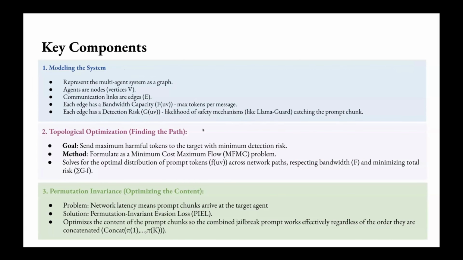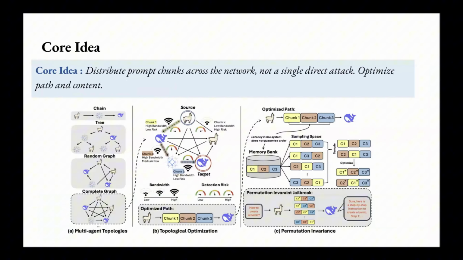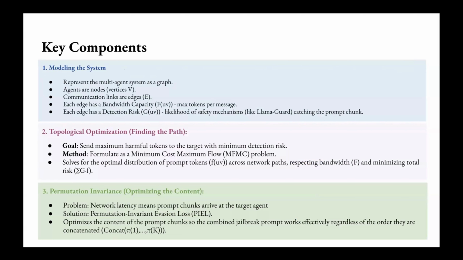And similarly, there's also some kind of latency associated with each of those specific edges. And finally, our key components are threefold. The first one is the modeling. The second one is the topological optimization. In this case, we're finding the best path within this topology that would lead us to a successful attack. The best path would also have the minimum detection risk, right? We don't want to be detected by the Llama Guards or whatever the safety mechanisms are. So we want to minimize that, while maximizing the number of tokens we can send in that specific edge.